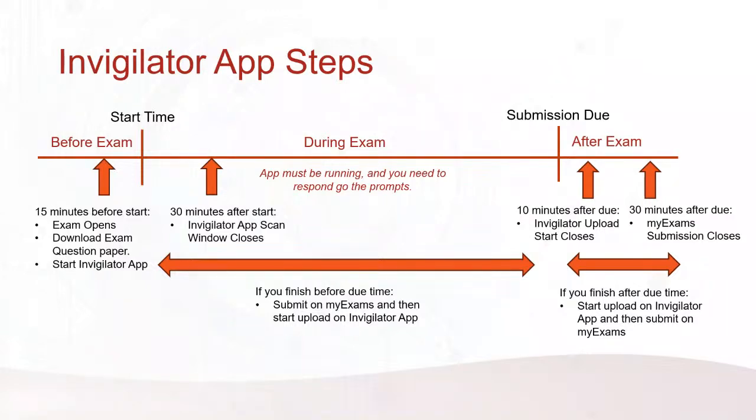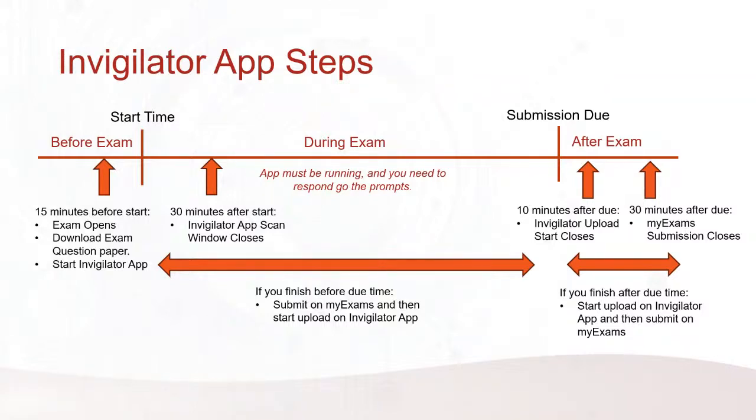During this time, you will write it out either by hand or on your laptop until the submission is due. From submission due time, this is where it's very important. First you upload on the Invigilator app. If you wrote it out on your laptop, you'll take pictures of the screen, scroll down a bit, take a picture of the next screen to make sure that you capture everything that you've written down. If you've done it by hand, you will have to go through each page and scan it with the app. So you have 10 minutes to start the upload process.